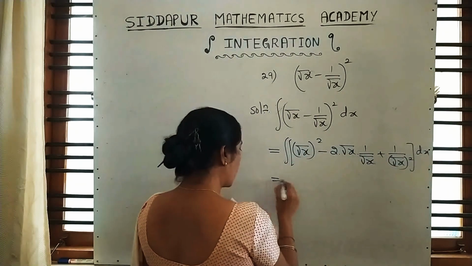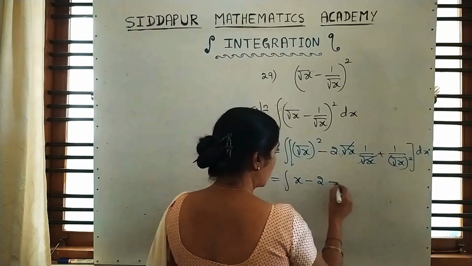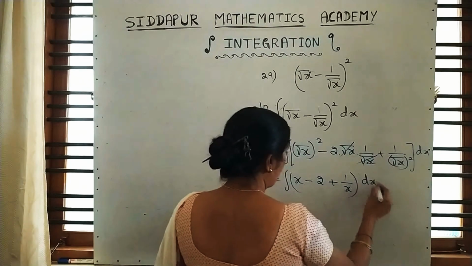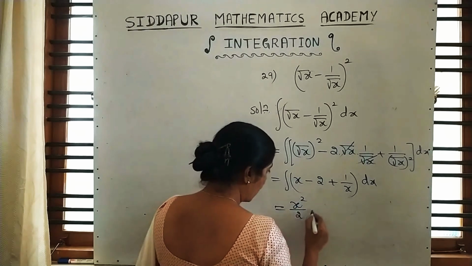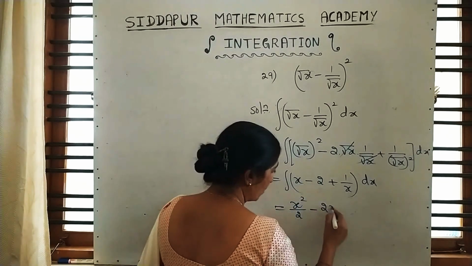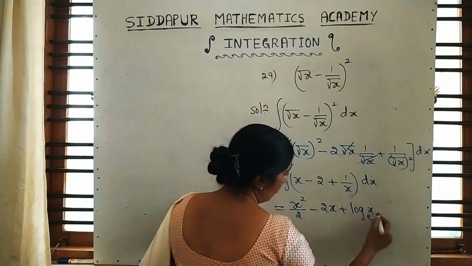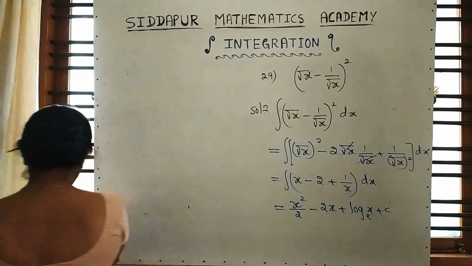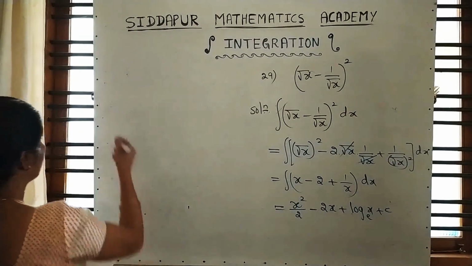See, root x whole square is what? x. This root x and root x get cancelled. Plus 1 by x. Now integrate. What is integration of x? x square by 2 minus integration of 2 is 2x plus integration of 1 by x is log x to the base e and plus c. Next. Moving to the next question. Question number 30.